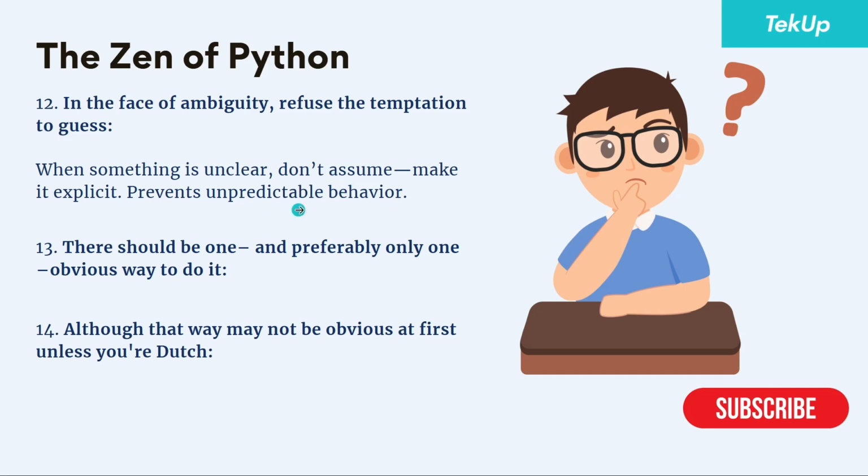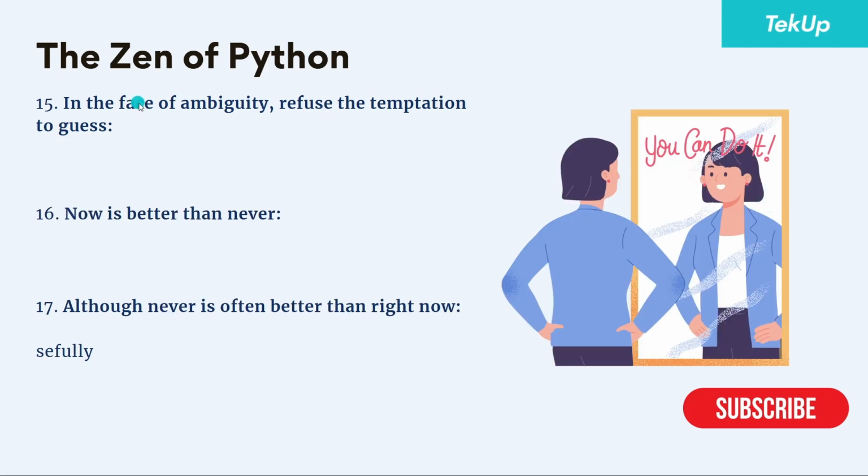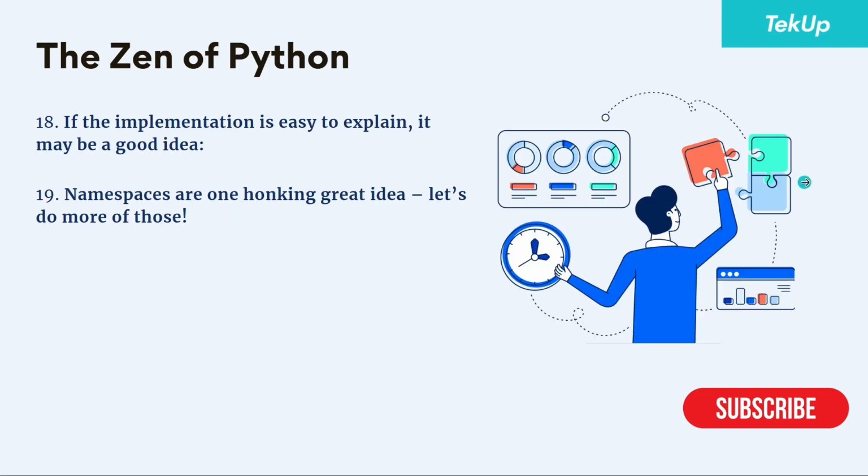It prevents unpredictable behavior. There should be one, and preferably only one, obvious way to do it. Although that way may not be obvious at first unless you are Dutch. Now is better than never, although never is often better than right now. If the implementation is easy to explain, it may be a good idea. Namespaces are one honking great idea. Let's do more of those.